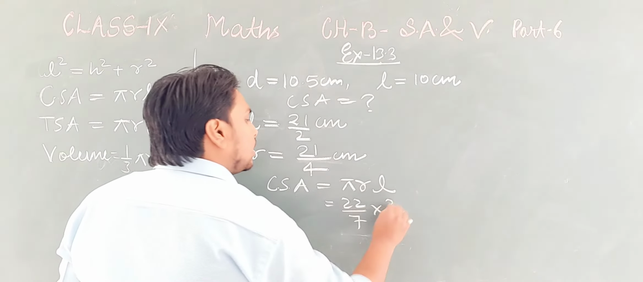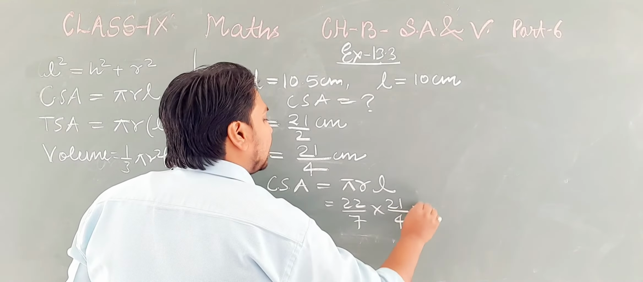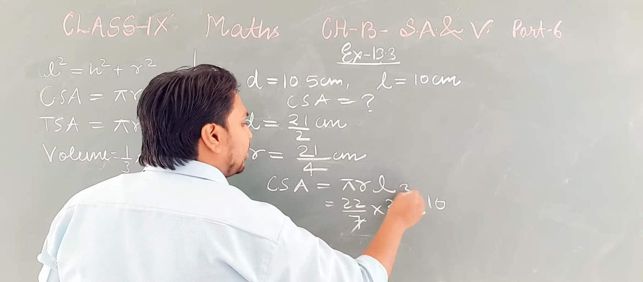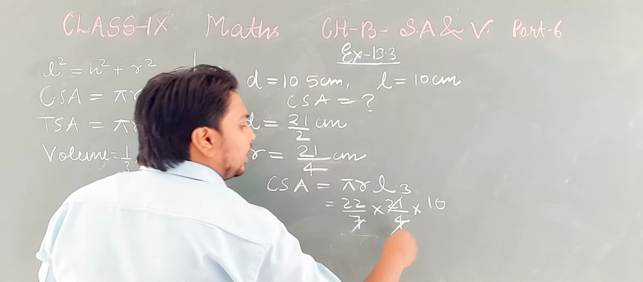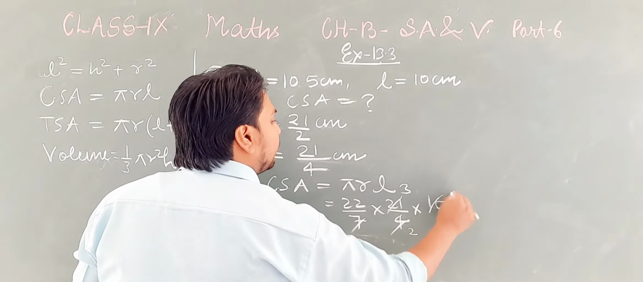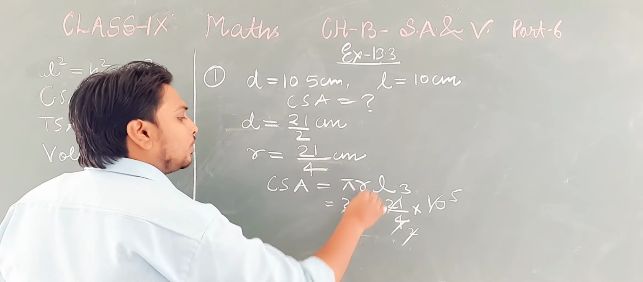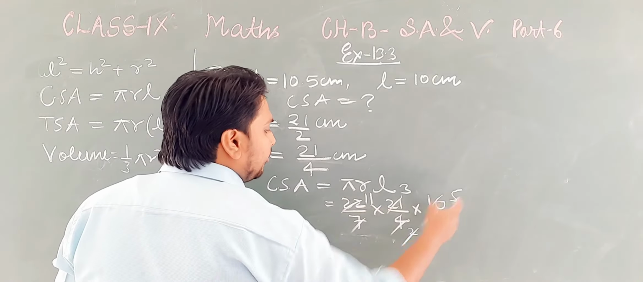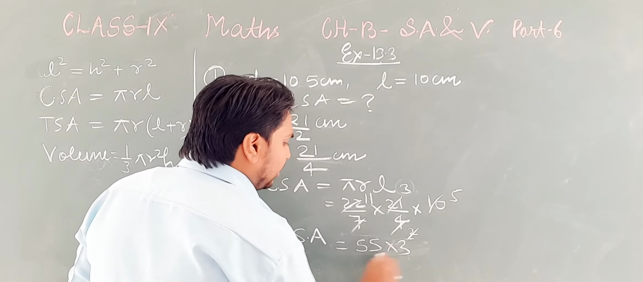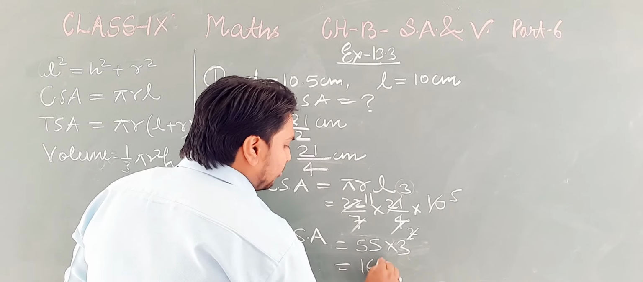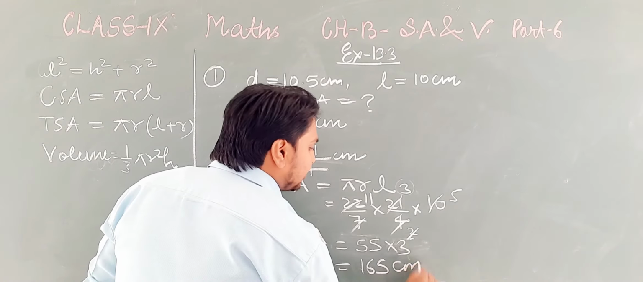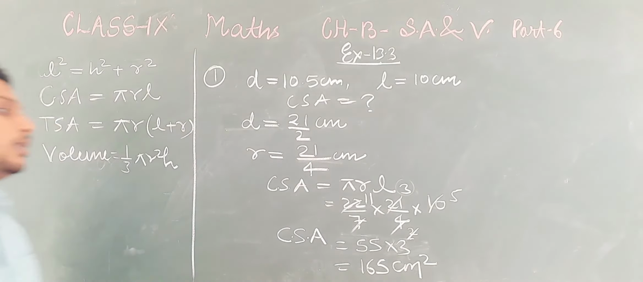R is what? R is 21 by 4 and L is 10. So here you can see that 7 3s are 21, and 2 2s are 4, 2 5s are 10, 2 11s are 22. So what is left? Only 11 and 5. 55 into 3 means 165. That 3 was left. So 165 centimeter square will be your answer.